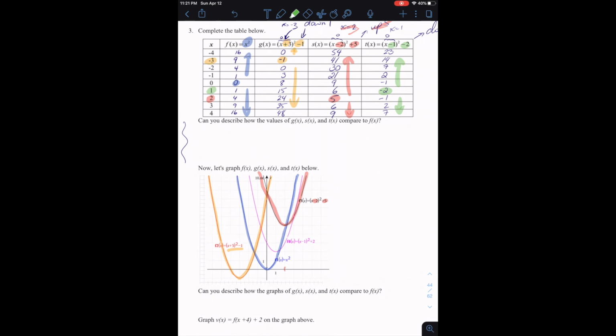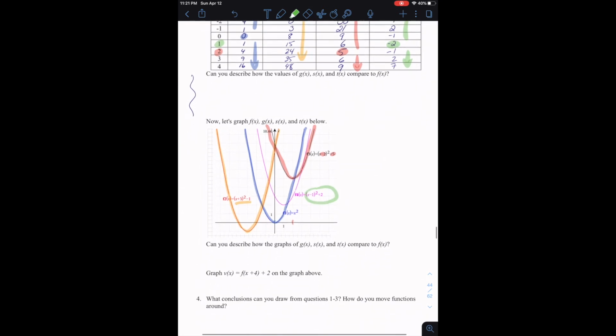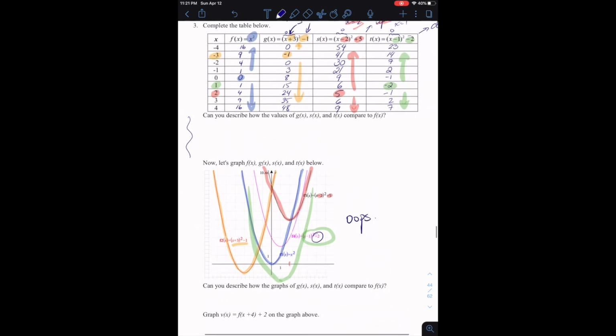Oh my goodness, I graphed plus 2, not minus 2. Oops. Okay. So that's a problem. So it would actually be down 2. It would be here if I had graphed it right. So, oops. This is the plus 2, and that one was what we really needed, was the minus 2. But you get the idea.